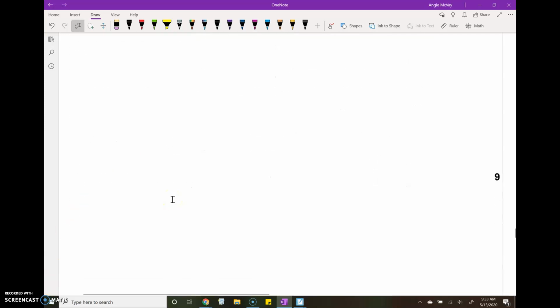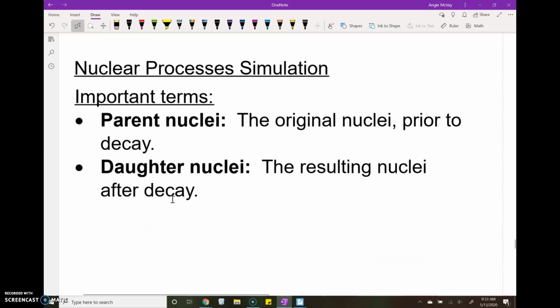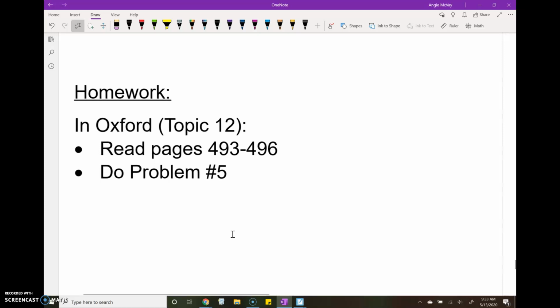All right, so there will be a nuclear processes simulation. A couple important terms: a parent nucleus is the original nucleus prior to decay, and a daughter nucleus is the resulting one after the decay. So take a look at this simulation on the Google Classroom, and here's an additional problem in Oxford and some pages for reference.